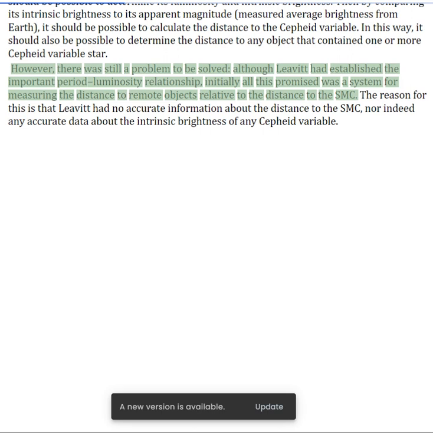However, there was still a problem to be solved. Although Leavitt had established the important period-luminosity relationship, initially all this promised was a system for measuring the distance to remote objects relative to the distance to the SMC.